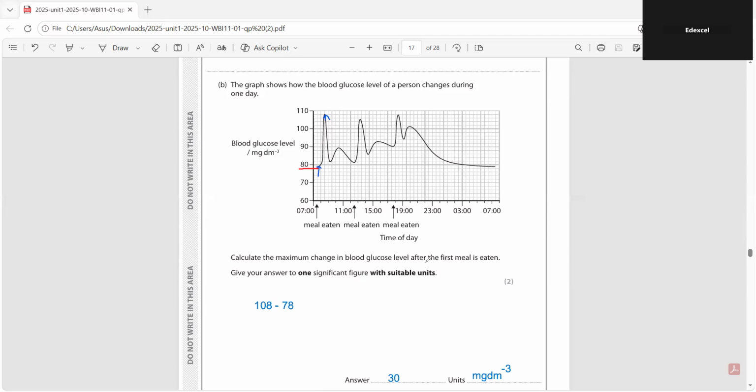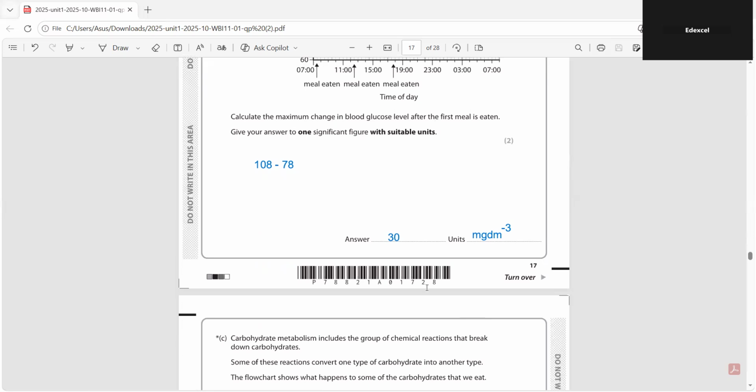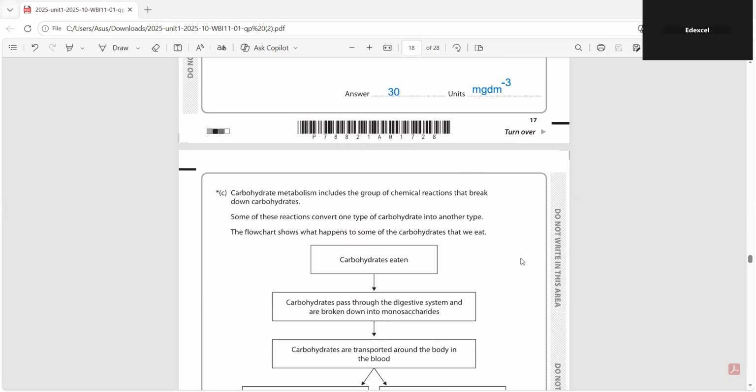So before the first meal is 78 and after the first meal is pointing at about 108. So this is 108. So you have to calculate the maximum change. So the change is 108 minus 78, which is going to be the answer, 30. And you know the answer should be in milligram per decimeter cube because we are calculating on the y-axis, right? So you have to put the units as well for this question. So the answer is 30 milligram per decimeter cube.